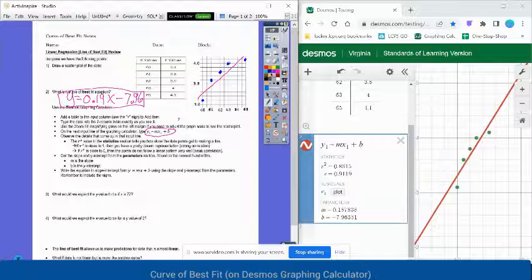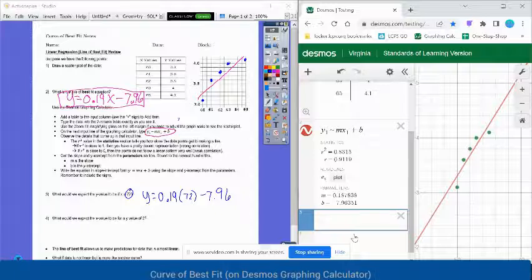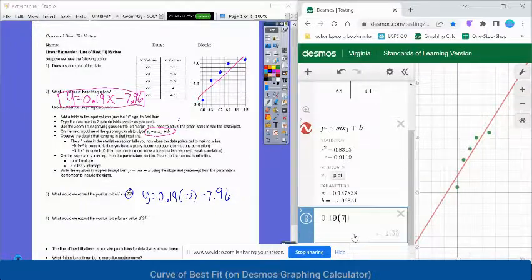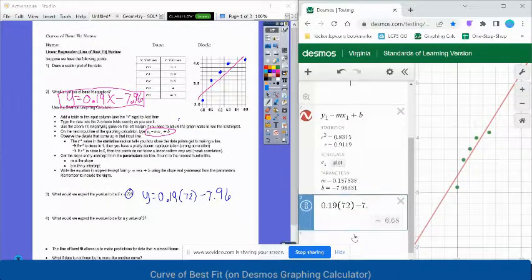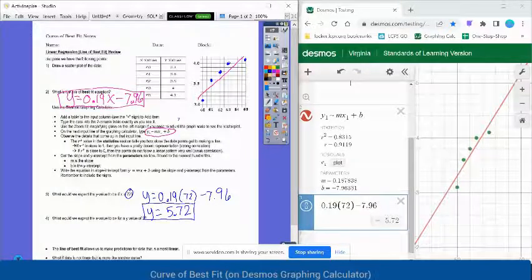So we're going to go ahead and plug into this equation, right? So y is equal to my 0.19, take out my x to replace it with 72, minus the 7.96. So I'm going to use this information. We're going to plug that in to our calculator. 0.19 times the 72 minus 7.96. So what is that y value? My y value is now going to be 5.72. So almost getting up there to 6.